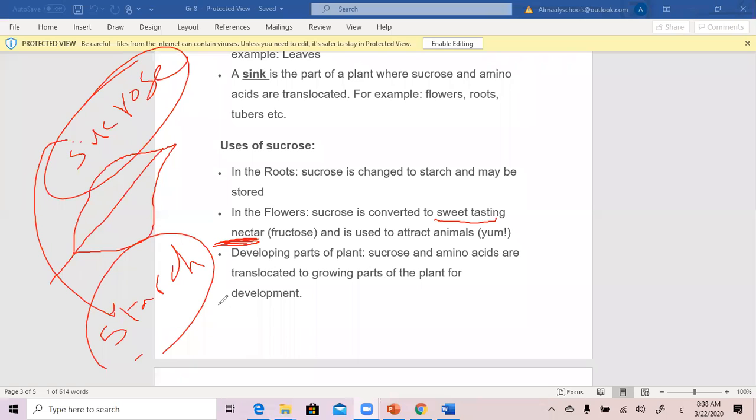But when we go to the leaf here, where is the sink or the source? The source is here. Developing parts of plants: sucrose and amino acids are translocated to growing parts of the plant for development. Development of what? Development of the plant, of the root, the stems, and the leaf, and so on. Understand? Until now, understand?